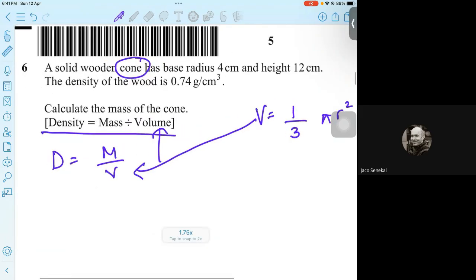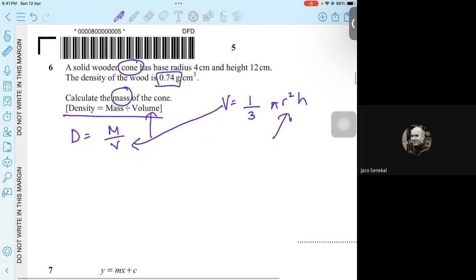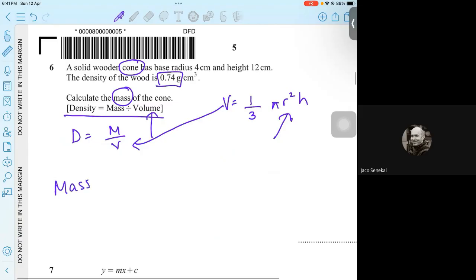The next thing is the density is also given to be 0.74. The density is given, the volume you can find out, and we have to find the mass. So let's rearrange the equation. Let's use the formula: mass equals D, as in density, into volume.